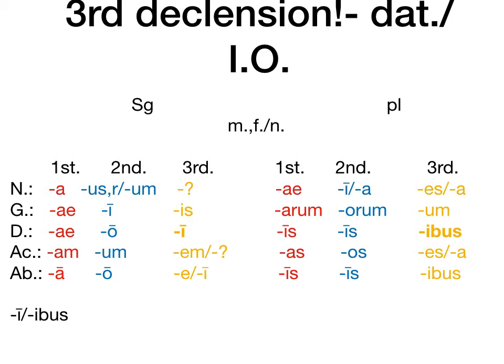We haven't seen that before, so that should really jump out to you. And I just want to note right now while I'm at it, it will repeat. -Ibus is the dative and the ablative plural. So dative and ablative plurals are always the same.